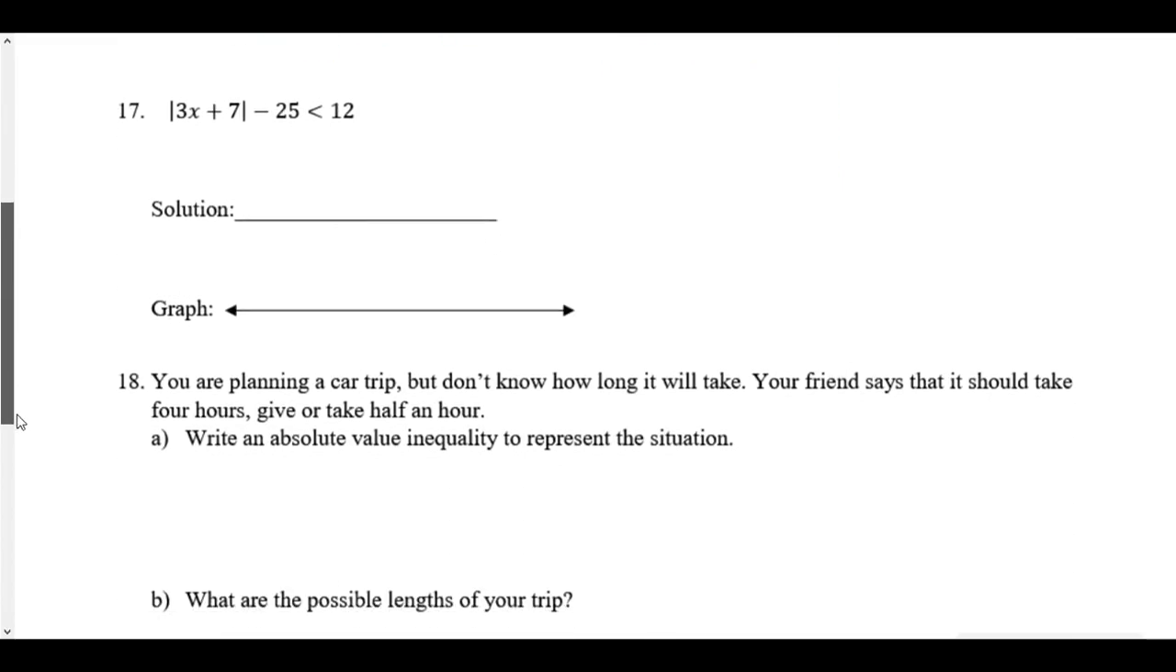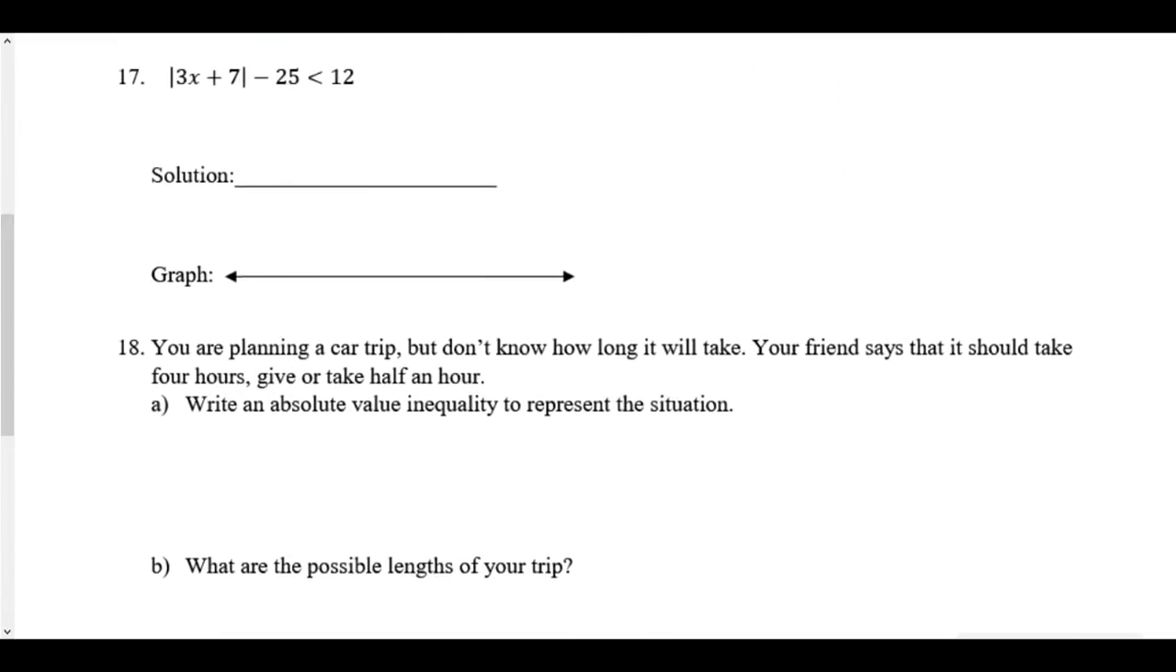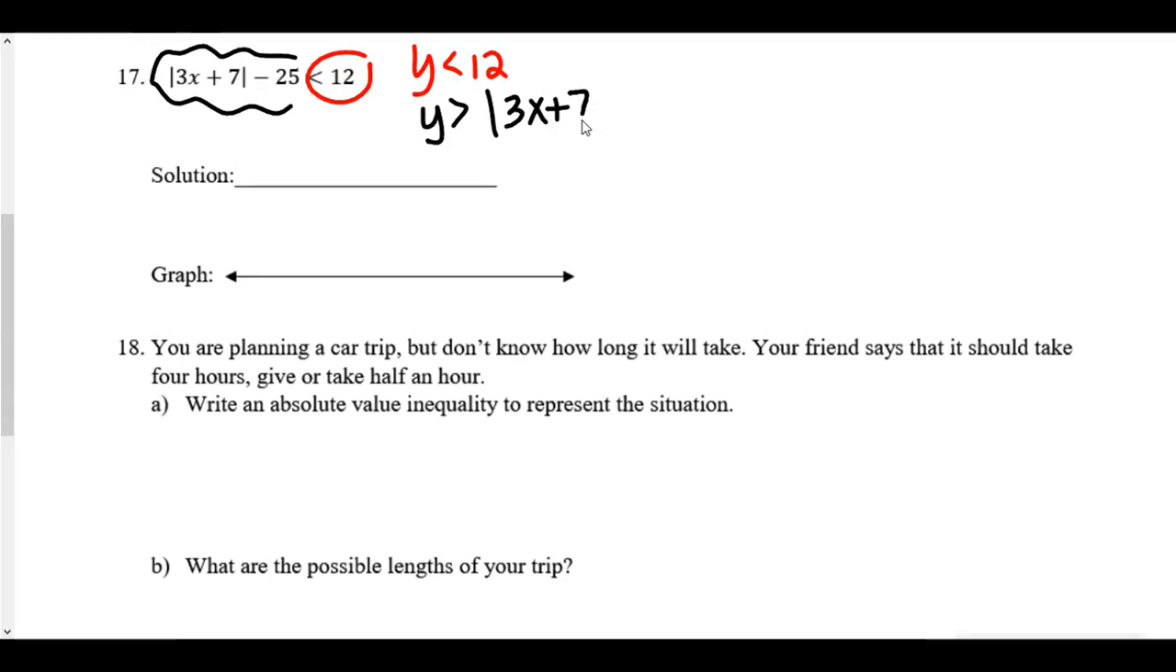All right, number 17. Again, this one's an inequality. So I want to graph y is less than 12. And then for my second inequality, I'm going to flip the inequality to a greater than when I'm putting in this side over here. I've got the absolute value of 3x plus 7. And then the minus 25 on the end.